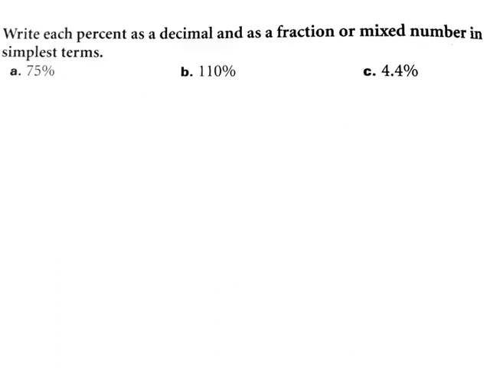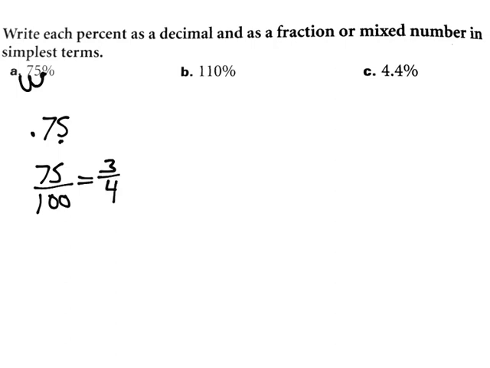Write each percent as a decimal and as a fraction or mixed number in simplest form. To write a percent as a decimal, you need to move the decimal 2 places to the left. So here's where the decimal's at. We move it, and we end up with 0.75 for our decimal. To write it as a fraction would be 75 over 100, because this is the 100th spot, and that reduces to 3/4.